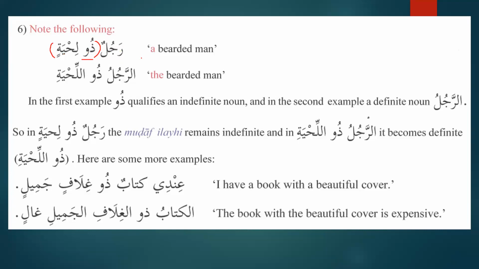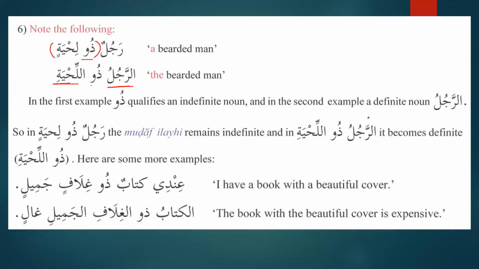But if we have a definite noun, for example, ar-rajulu, now you know that dhu does not take al with it. And why does it not take al? Because it is used as mudaf, and we have learned that mudaf never takes al with it, right? So now it will be wrong to say ar-rajulu adhu al-lihyati. That's a mistake. As we know, with dhu we cannot add al because it is mudaf. Mudaf does not take al, and mudaf does not take tanween. So that's why we will add al only to mudaf ilayh.